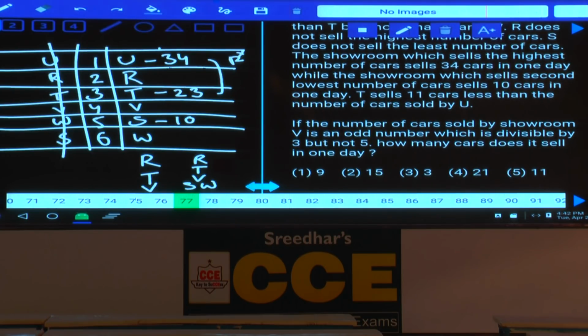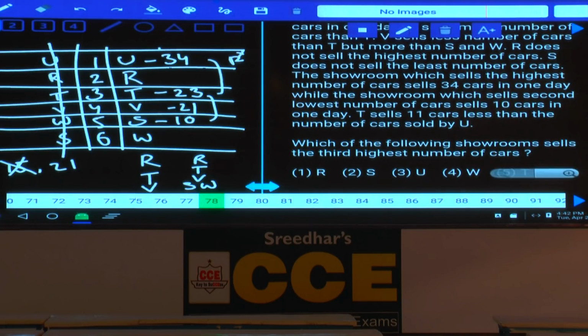Then 77. The number of cars sold by showroom V is an odd number which is divisible by 3 but not by 5. That means between 10 and 23 we need an odd number which is divisible by 3, and that will be 15 and 21. Out of these two, 15 cannot be taken. Why? Because it is divisible by 5 as well. It should not be divisible by 5. Then what is that number here? 21. So it sells 21 cars in one day, that is choice 4.